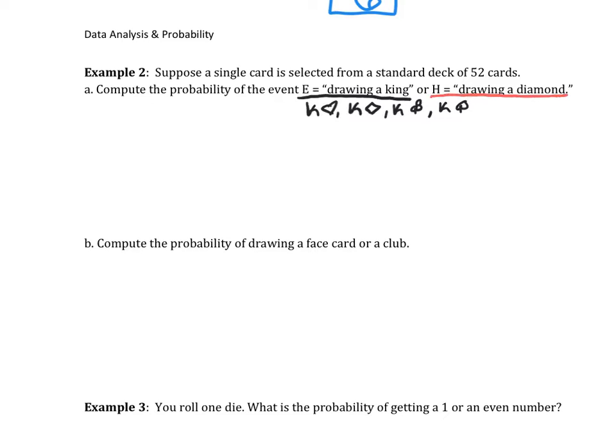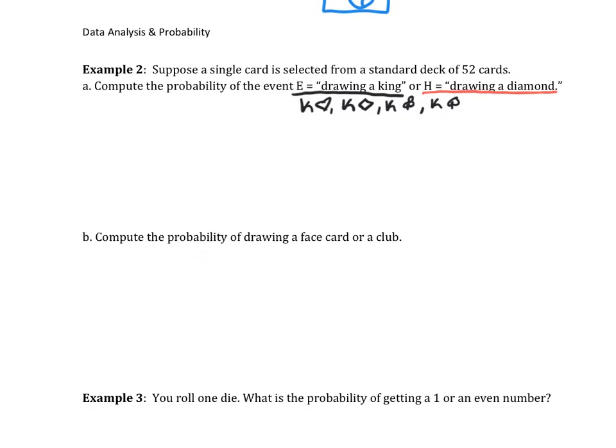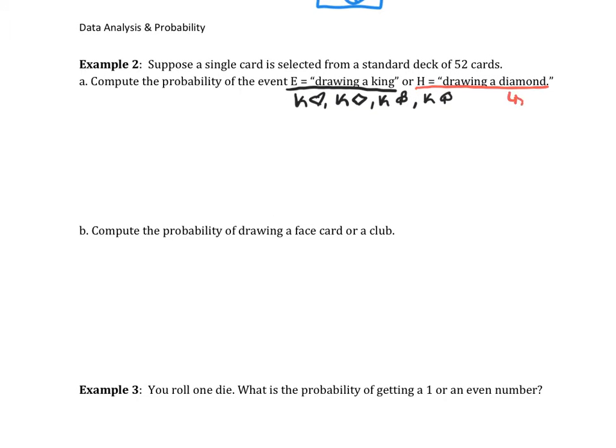And then drawing a diamond. How many diamonds do we have to choose from? 13. Yeah, there's 13 of each suit. So here I'm just going to write out 13 outcomes. I'm not going to write out all 13 cards. But then we do have this word or here, which means addition. And that means we have to check for overlap. So are there any cards in a deck of cards that are both a king and a diamond? Yes, there's one, the king of diamonds.